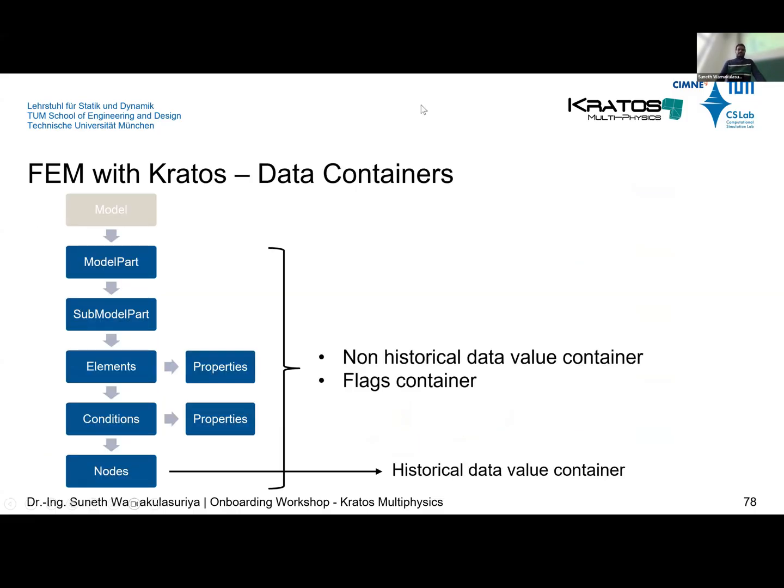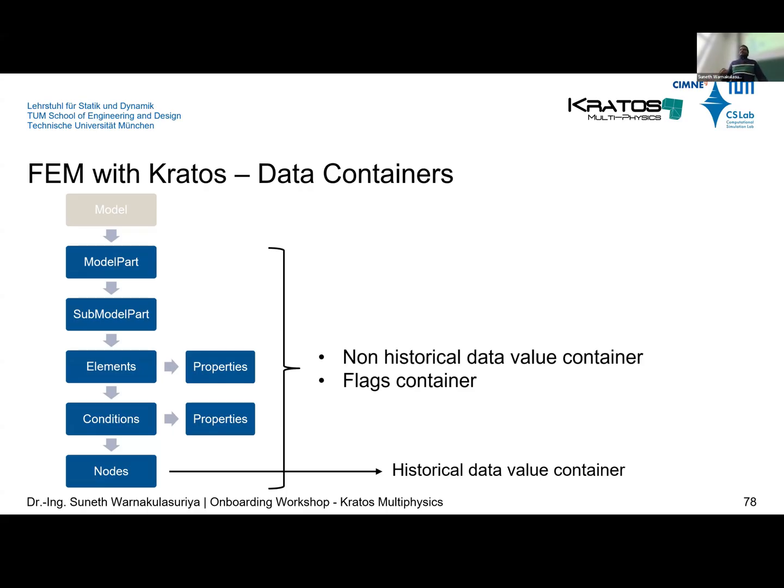So we were talking about the basic structure. Now let's see what the data containers are. All of these, model part, submodel part, element, properties, conditions, and nodes, have something called a non-historical data value container. That means any of these containers will have a method called set value and get value. So you can set your random values there as a data holder. I will cover that in the Python code example, just giving you a heads up.